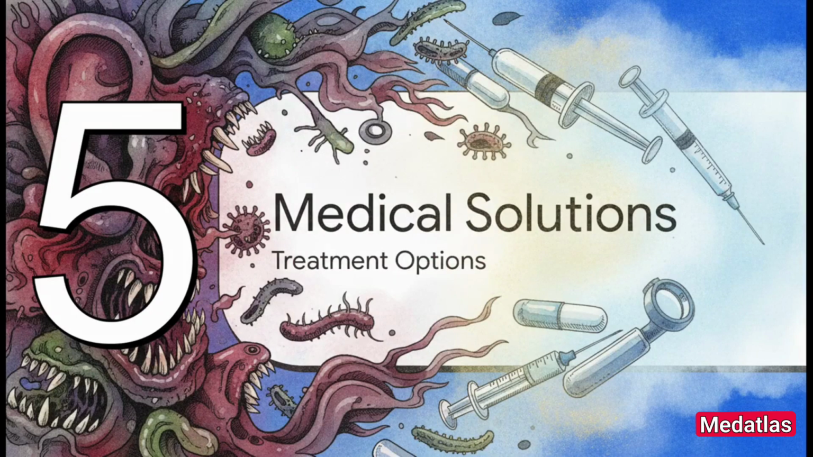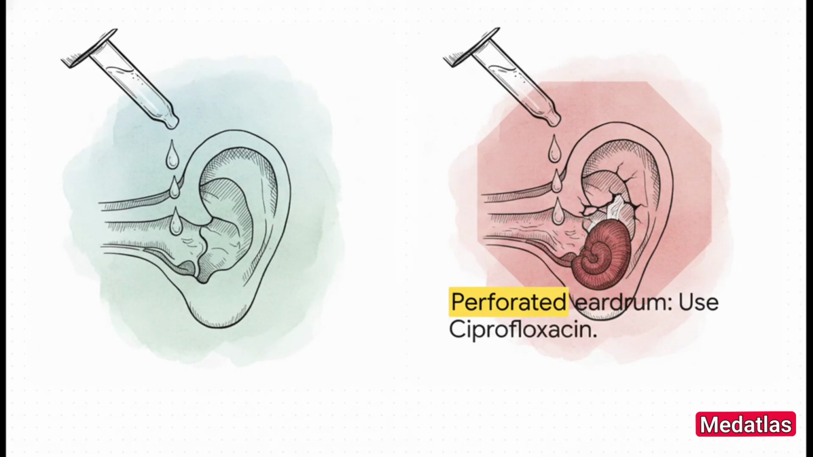And finally, Section 5, Medical Solutions. So how does modern medicine cure these nightmares before they can breach those borders? Well, for outer ear infections, doctors rely on topical antibiotic drops. But you have got to be a careful clinical detective here. You can use powerful neomycin drops to kill off the Pseudomonas, but only if the eardrum is perfectly intact. Why? Because neomycin is heavily ototoxic.